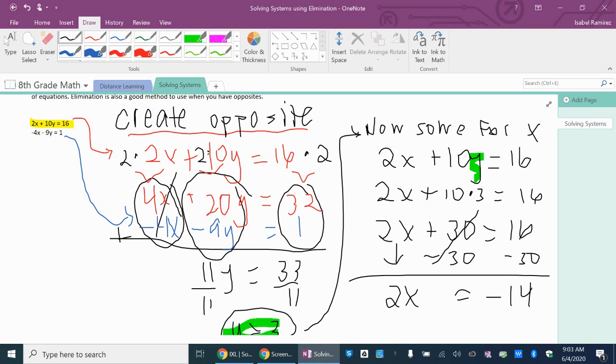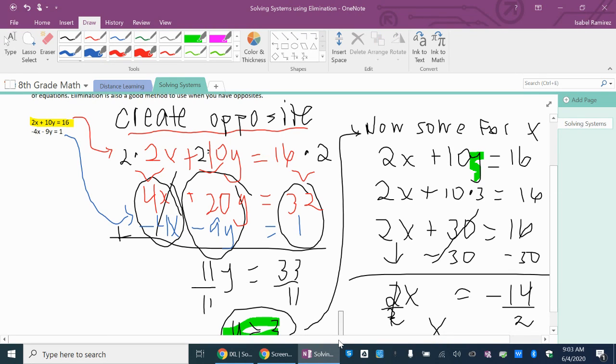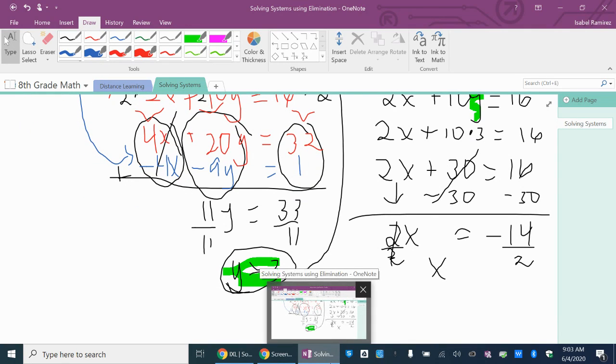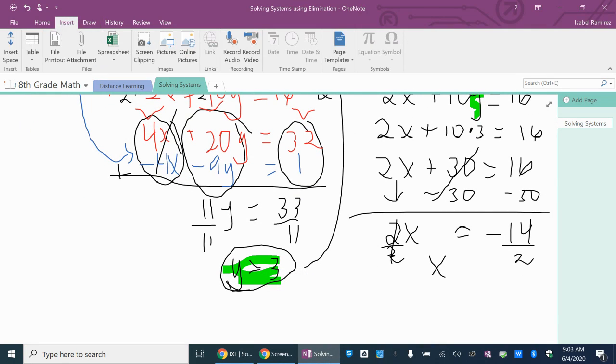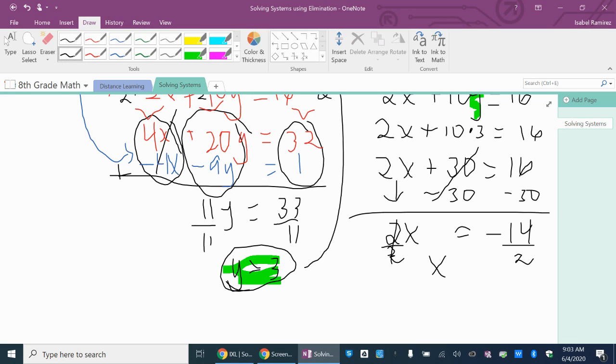Use a calculator, by the way. Even myself, I'm kind of having to think about it, so use that calculator. Now we have to divide both sides by 2. 2 divided by 2 makes a positive 1, and negative 14 divided by 2 is negative 7. So now that I have my x and my y, we're going to write our answer as a point: negative 7 comma 3.